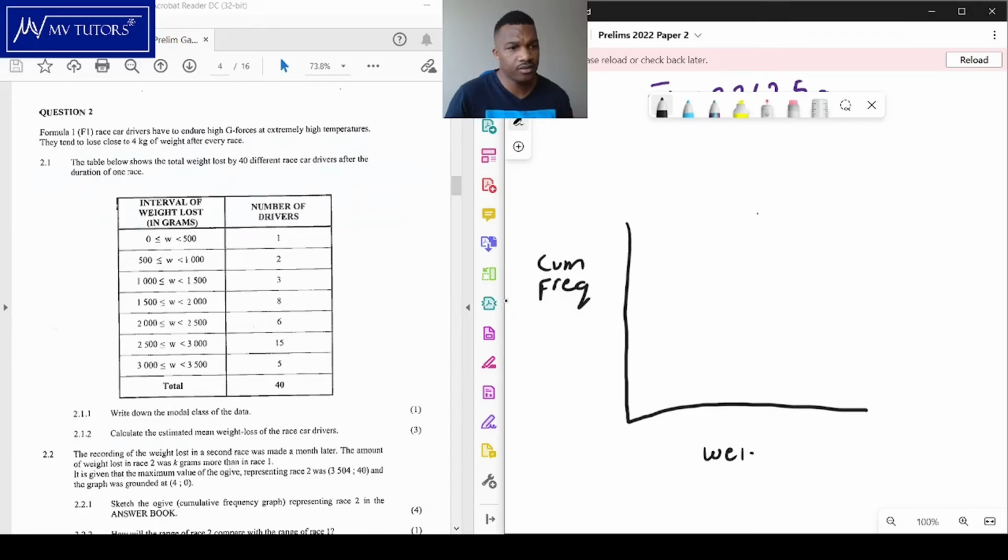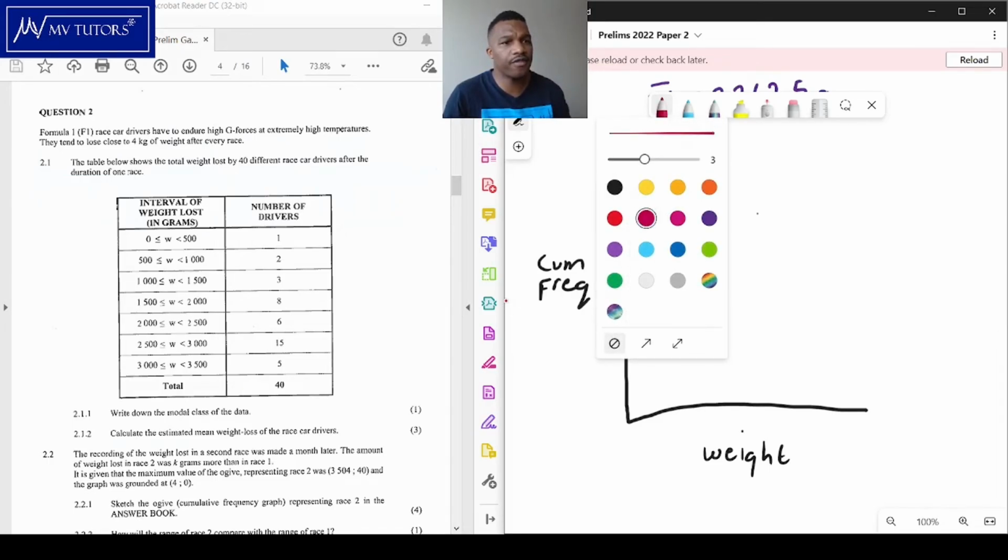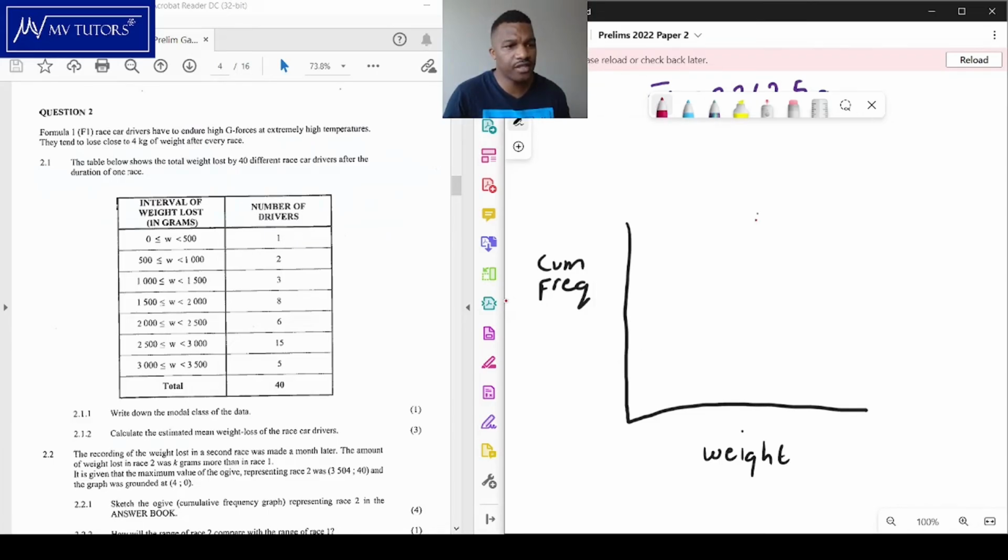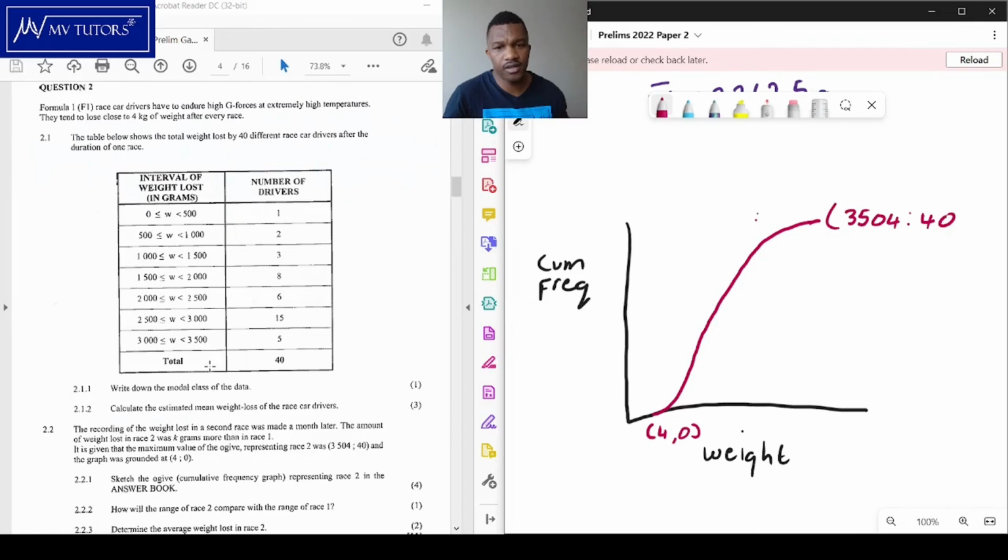Okay, and we know that the standard shape of a cumulative frequency is that it's like an S, like that, and then it plateaus right over there. Okay, and now they've told us that it's grounded at 4 and 0, and then the maximum right there is 3504 and 40. Okay, so those are the important information that you need for this graph. I think that's it. Okay, what's the next question?